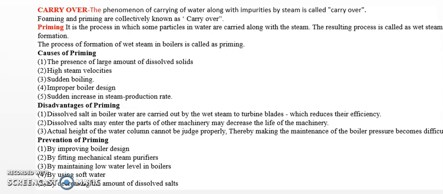Now, the disadvantages of priming. It reduces the efficiency of the boiler. It decreases the life of machinery. And the actual height of the water column cannot be judged properly.